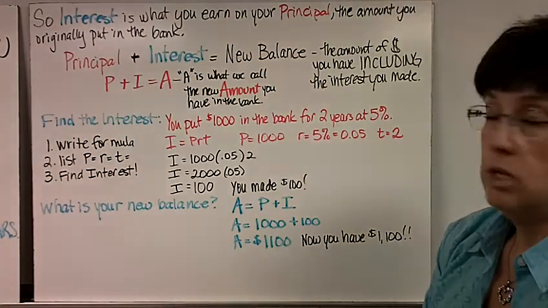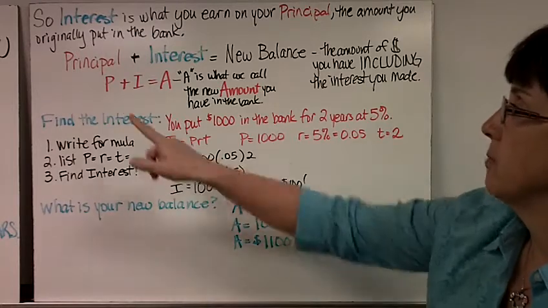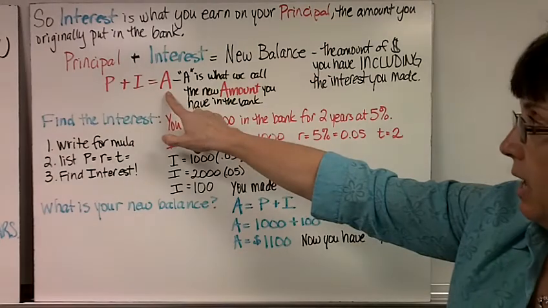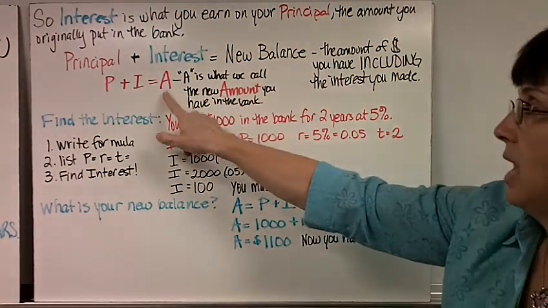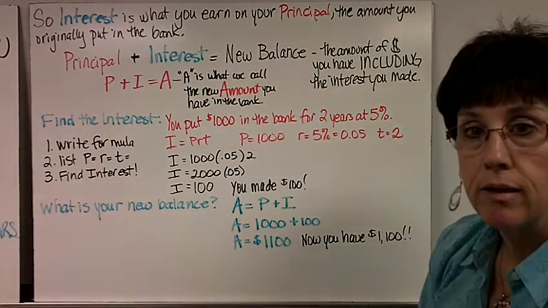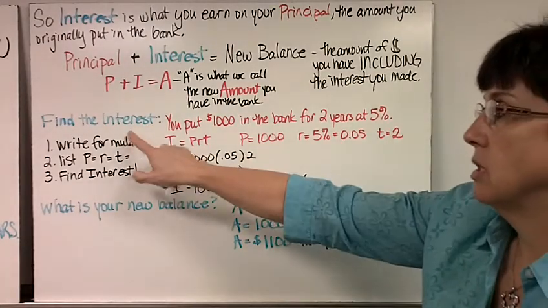So you want to know, how much do I have now that I've spent this time investing my money? Here are the letters for that one. P plus I equals A. Now, you would think it would have been something else since it's the new balance, but A is really what we call the amount you now have in the bank, okay? So it's the amount.